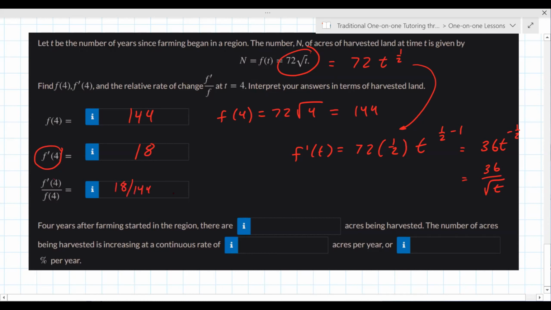Now they don't want that. They want you to actually reduce those. So what is that, 1/8? I think so. Maybe 1/8 there. Okay.